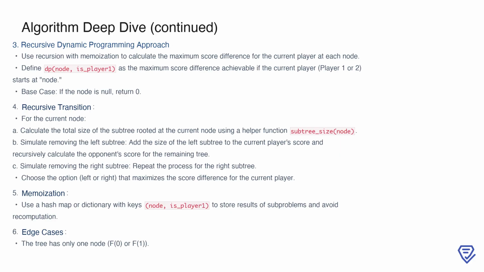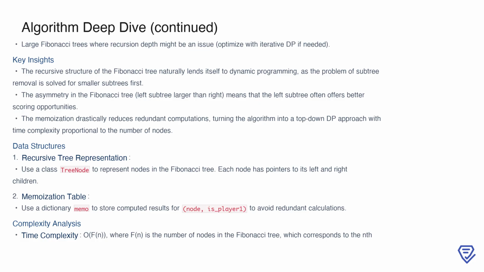Memoization ensures that we don't recompute results for the same subproblem, significantly improving efficiency. Special cases, like when the tree consists of only one node, must also be handled appropriately. When dealing with larger Fibonacci trees, recursion depth can become an issue due to the tree's exponential growth. In such cases, optimizing the solution with an iterative dynamic programming approach may be necessary. The recursive nature of the Fibonacci tree aligns well with dynamic programming because solving the problem for smaller subtrees directly contributes to solving the larger problem.